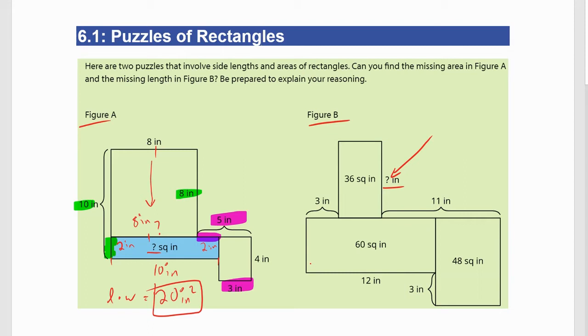Okay, so something to notice, 36, we're talking about length times width, right? So length times width gives you 36. So we know that this whole piece, let's use the highlighter, it really does help break things down. We know this whole piece is 12 inches, right? This piece is 3 inches. This whole piece is 11 inches. Okay. Hmm.